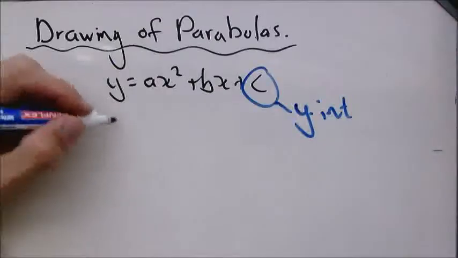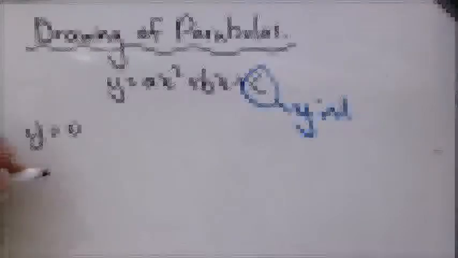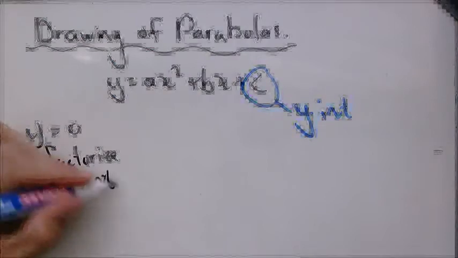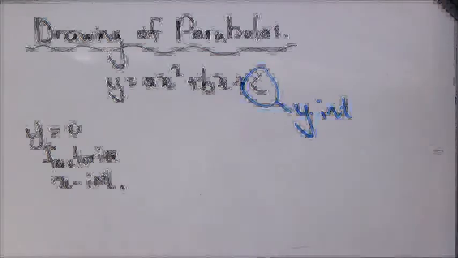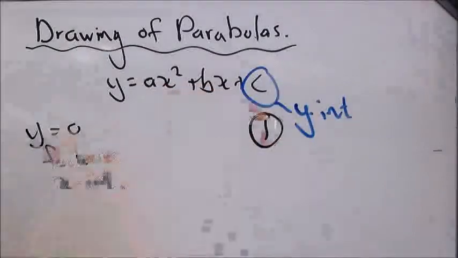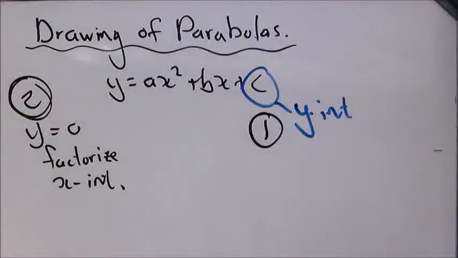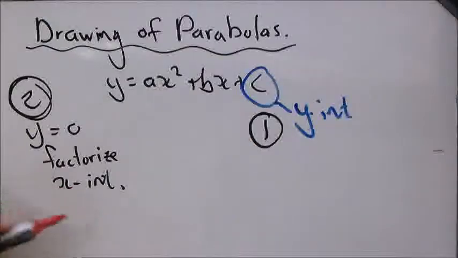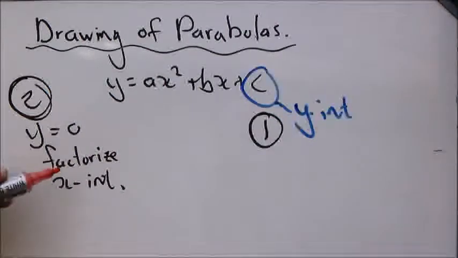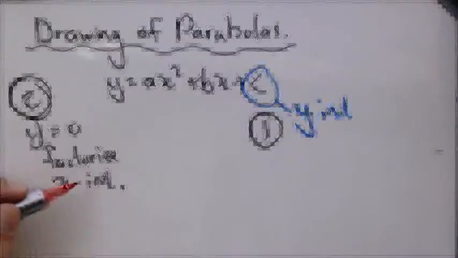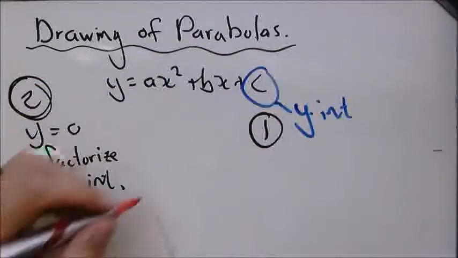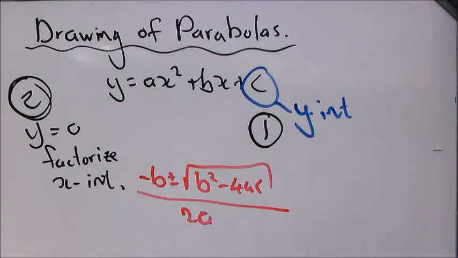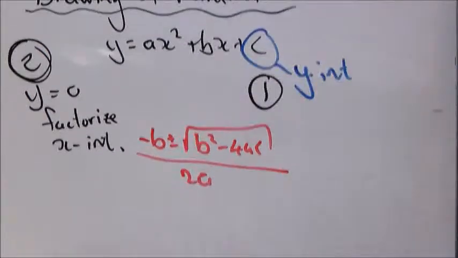The second thing you need to do is make y equal to 0 and then factorize to get your x-intercepts. So this is step number 1, this is step number 2. And again, to factorize, you might be able to get the factors just by normal factorization, or you might have to use the quadratic formula. You're going to have to look at your function to determine which one you're going to use. So that's the second step.